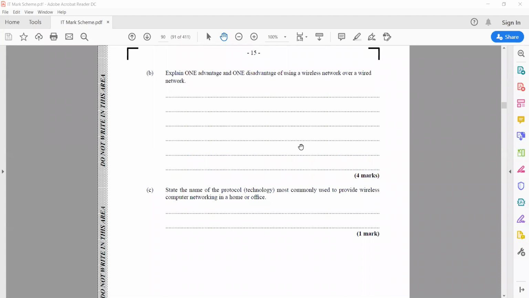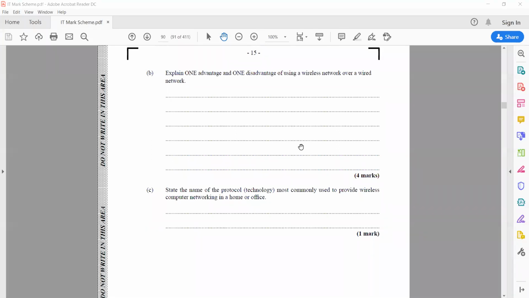The network will move slower than a wired network. Yes, so generally wireless networks have less capacity and slower speeds than a wired network, right? What about, go ahead, Ron.